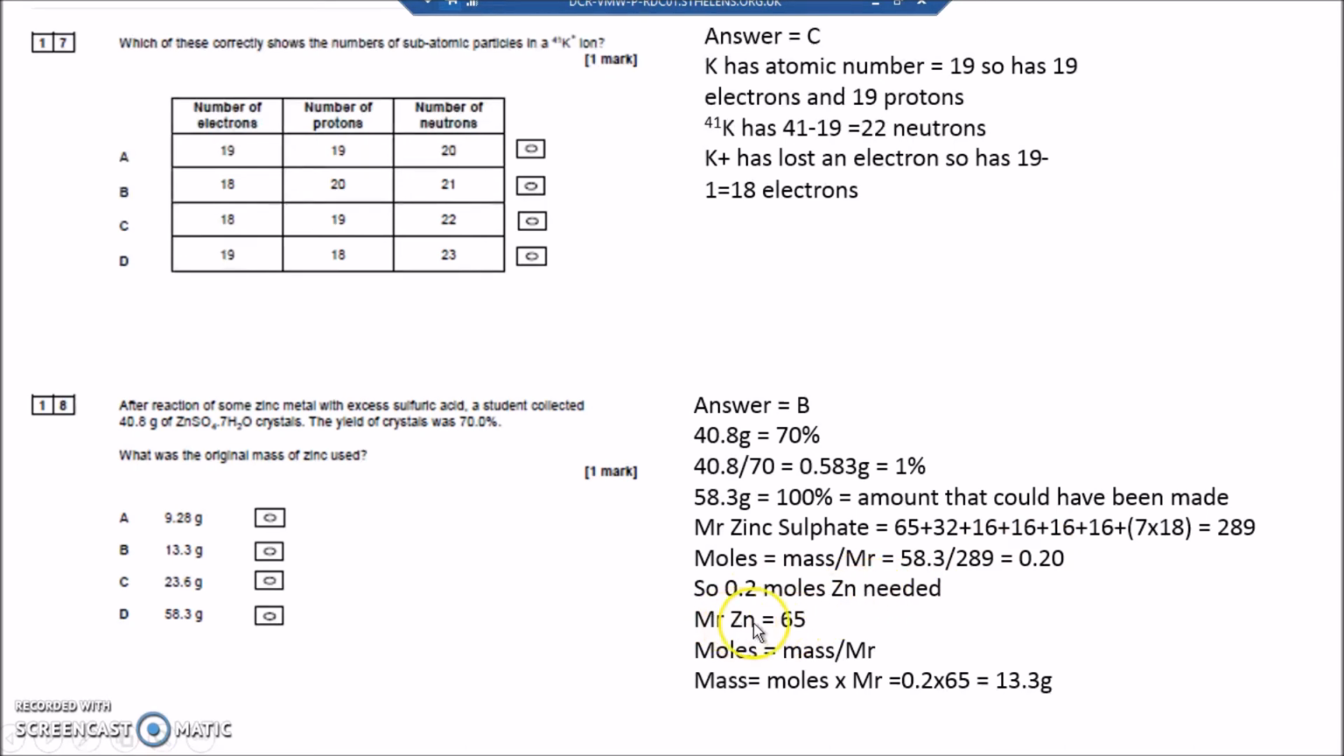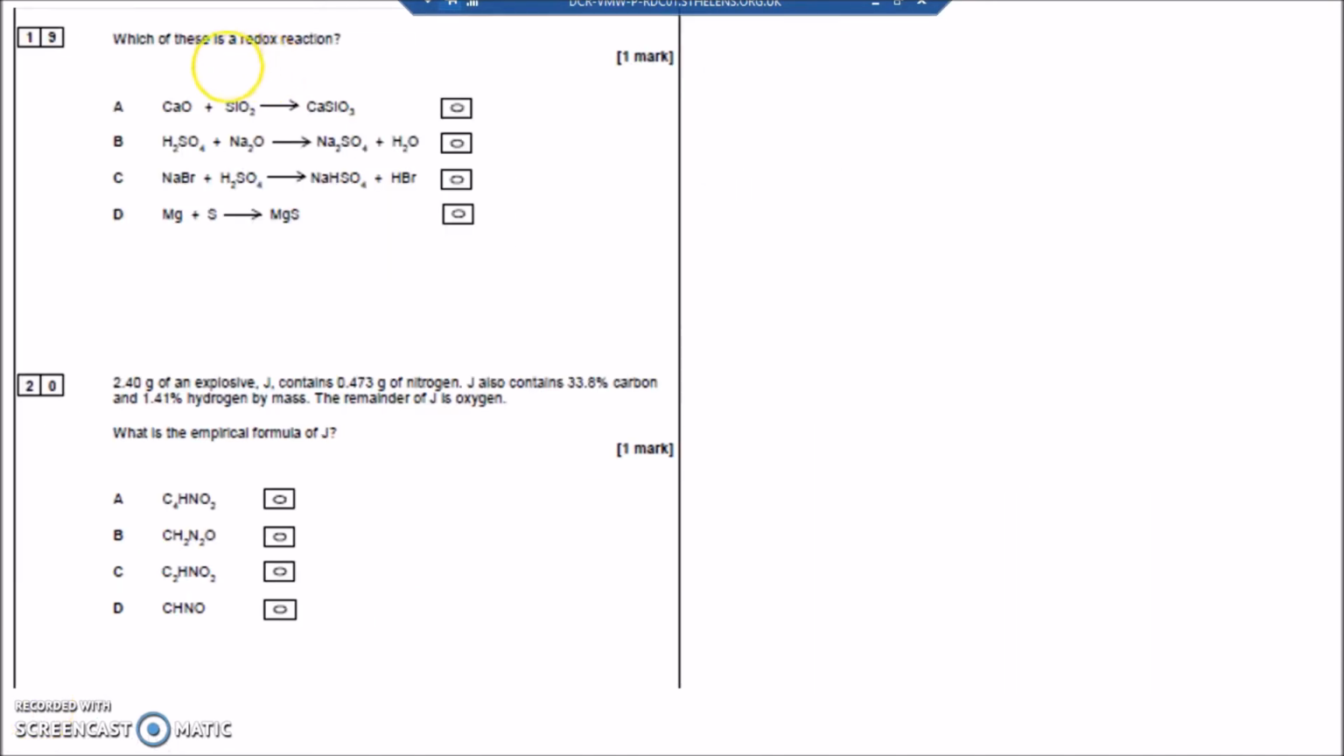Mr of zinc is 65, look that up in a periodic table. Moles is mass divided by Mr, so mass is moles multiplied by Mr. 0.2 moles multiplied by an Mr of 65 gives 13.3 grams. My answer is B. Question 19.